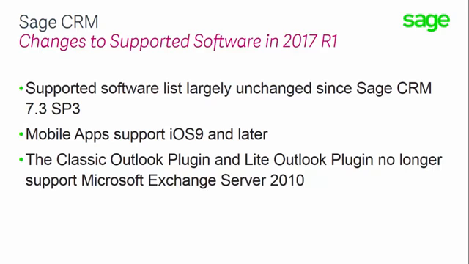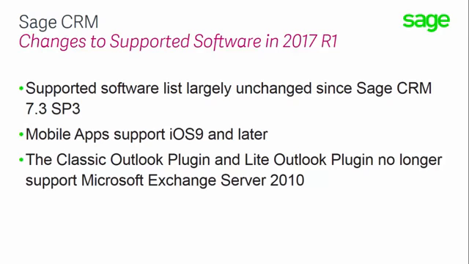And the good news is that if you're just familiarizing yourself with Sage CRM 2017 R1, the software supported list is largely unchanged since Sage CRM 7.3 SP3. We've introduced support for iOS 9 and we've been testing on iOS 10, and it's important to note that the Classic Outlook plugin and Light Outlook plugin are no longer supported within systems using Microsoft Exchange Server 2010.